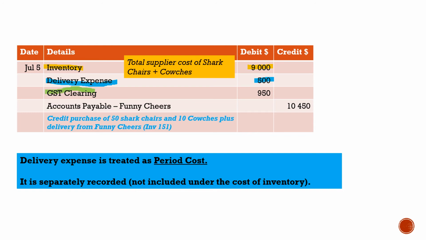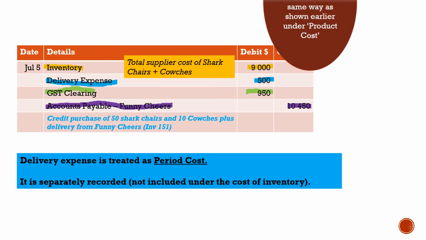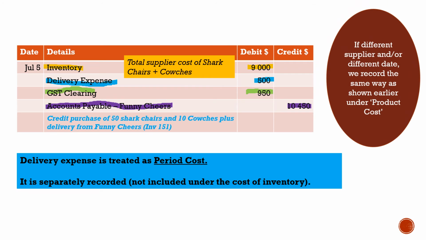Then we calculate the GST amount, which is $950 debited to the GST clearing account. The total amount owing to the accounts payable is therefore $10,450 that is credited to the accounts payable. In the event the costs have been incurred with different suppliers and/or different dates, we record the same way as shown earlier under product cost.